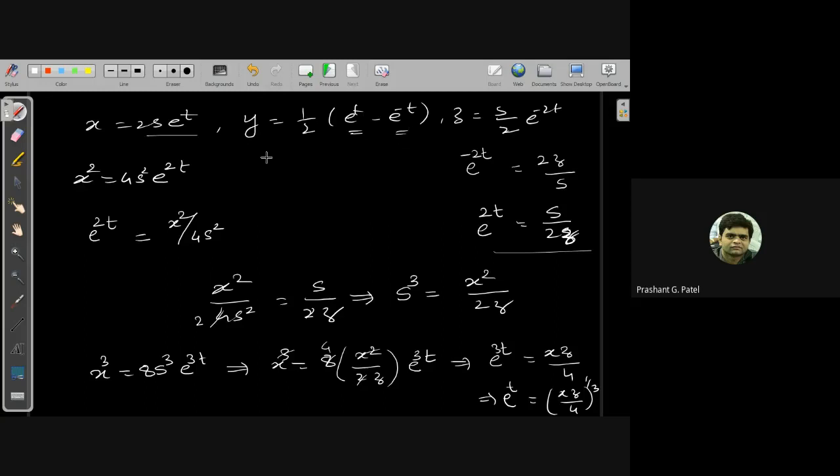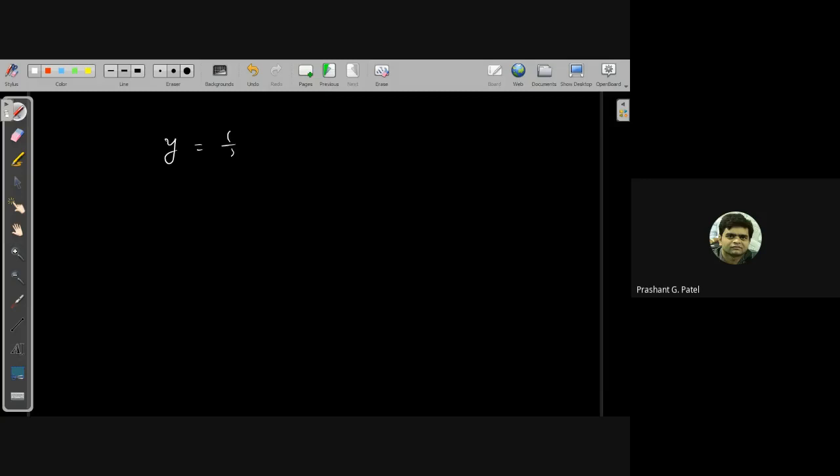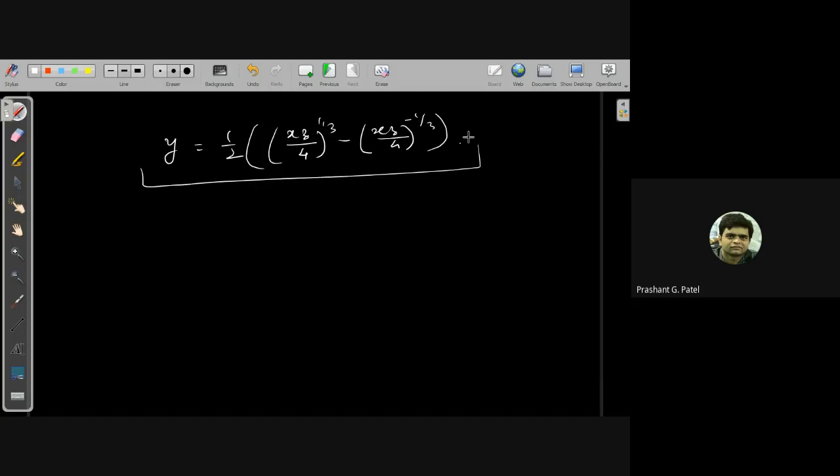We substitute here. So finally we will have y is equal to 1/2 [(xz/4)^(1/3) minus (xz/4)^(-1/3)]. So this is the equation in which there is no s, no t. That's why this is our integral surface passing through a given curve. So in that manner, you can solve as many examples. So the procedure is clear.